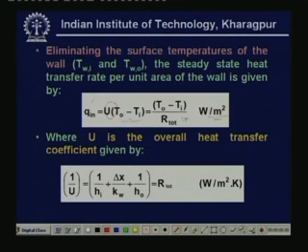So U is nothing but 1 by total resistance, right? All the resistances are summed up, and the inverse of the resistance is your overall heat transfer coefficient. We have seen that the expression for overall heat transfer coefficient for this homogeneous wall is given by this. This is the inner convective and radiative resistance. This is the resistance offered by the wall. This is the outer convective and radiative resistance. These three resistances are in series, so you add them up, find out the R total, and the inverse of R total will give you the value of U. Once you know the value of U and outer and inner dry temperatures, you can calculate the steady state heat transfer rate.